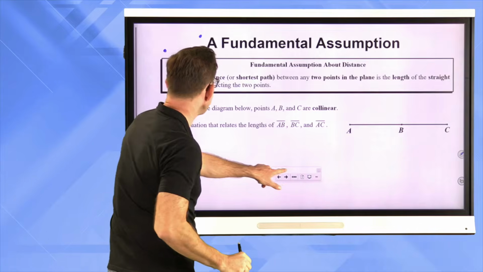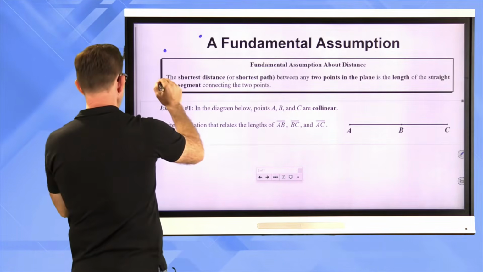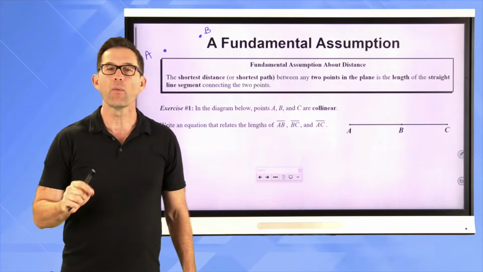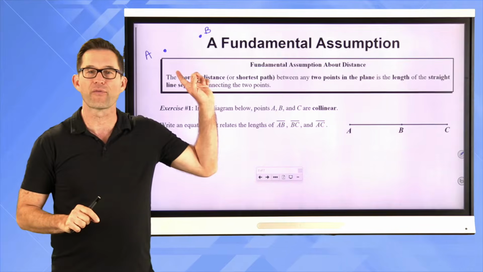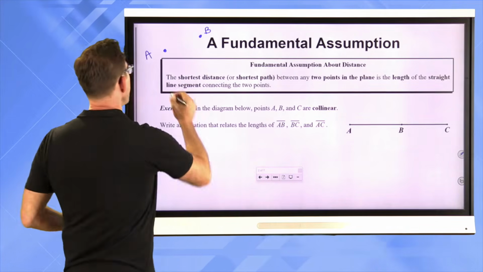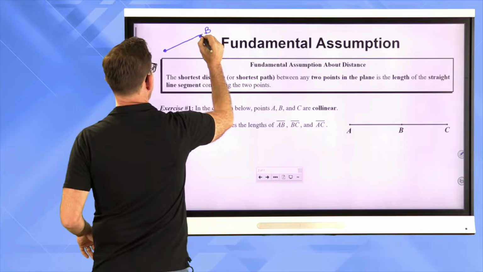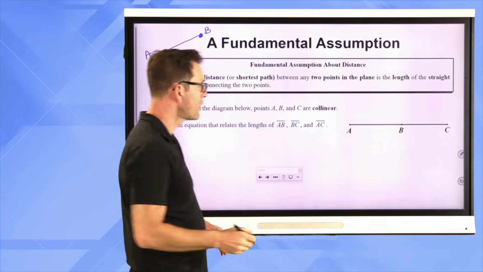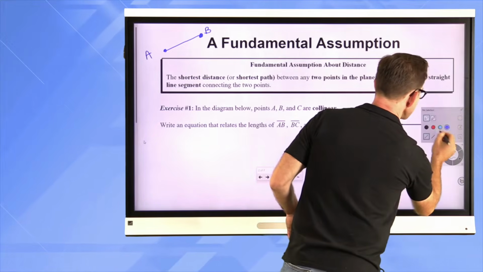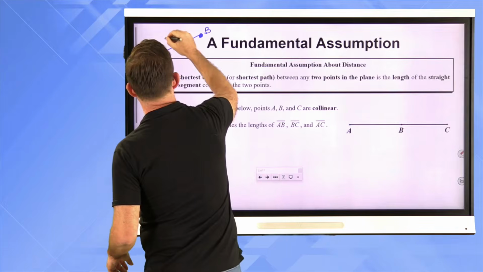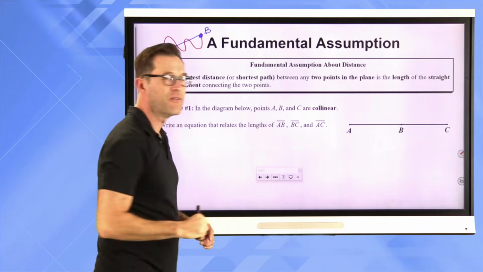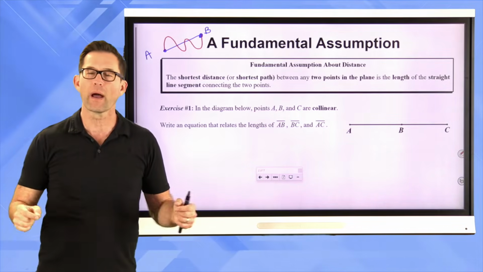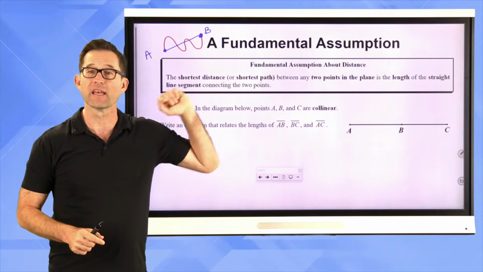But this idea, if I have 2 points in space, they could be in a plane or not, it doesn't really matter. If I have 2 points in space and I want to travel the shortest path from point A to point B, then that shortest path is going to be a straight line segment that connects the 2 points. That means if I go in any other path, for instance, let's say I went in this path, then if I unwound that piece of string, what I would find is that it's longer than line segment AB.